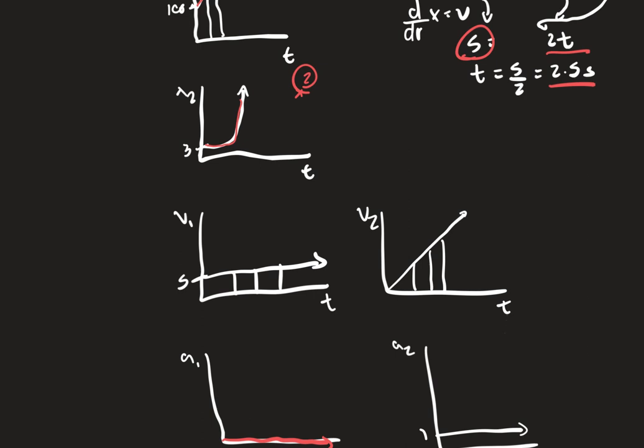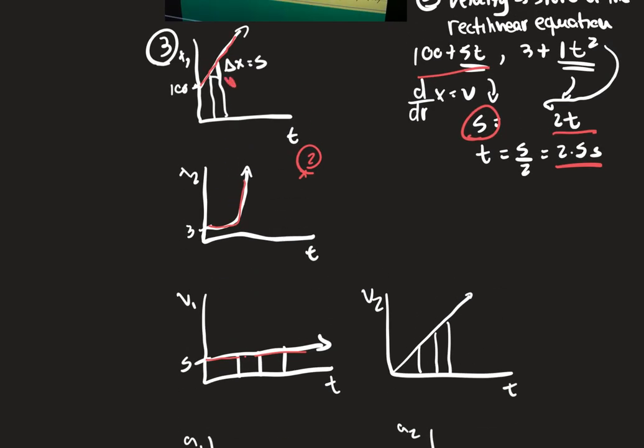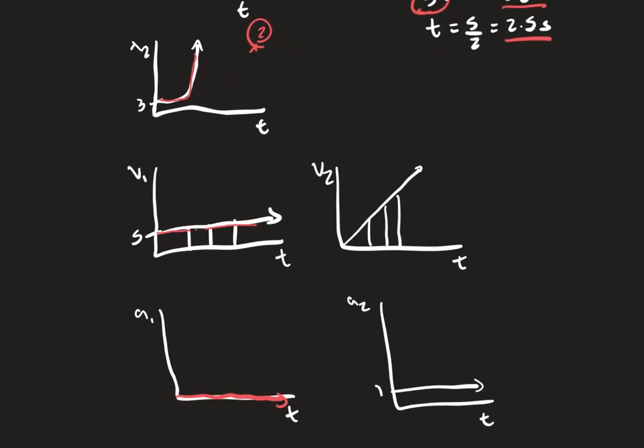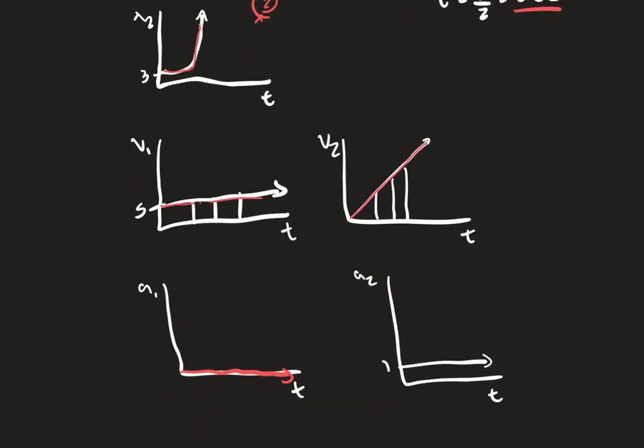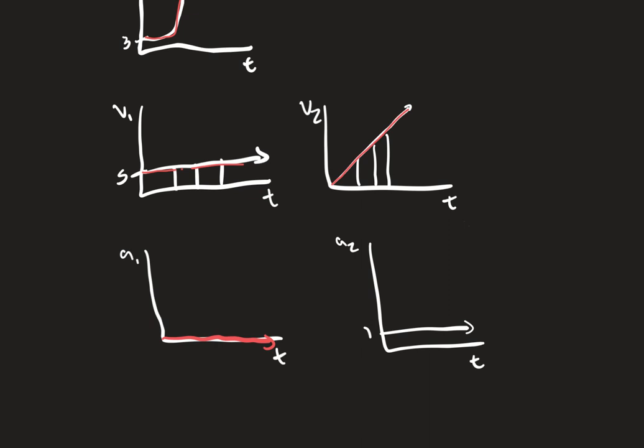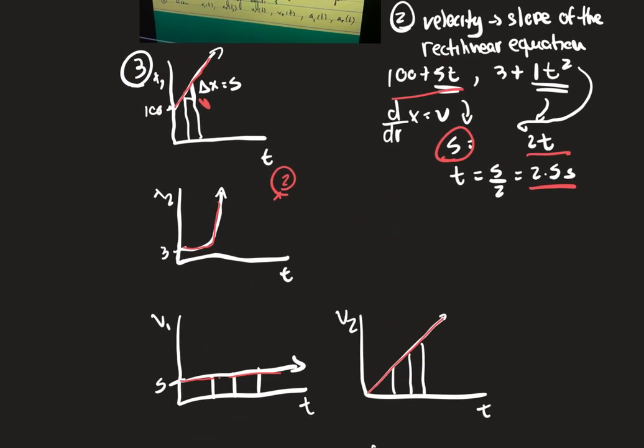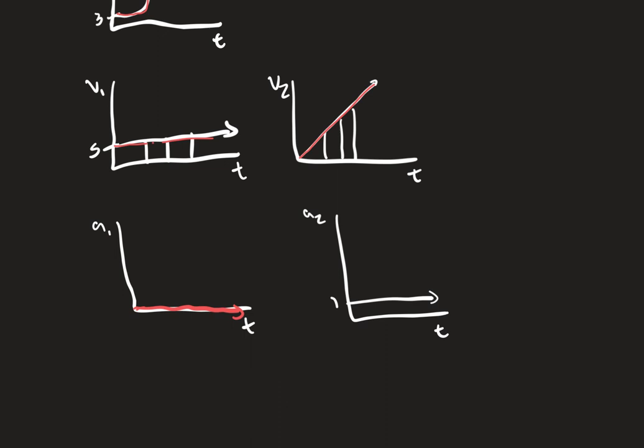The velocity is going to be constant for the first equation because it's moving at a constant rate here. For the second equation, it's going to have a rectilinear graph because it's moving at constant acceleration. And the acceleration of the first equation is going to be 0 because obviously there's no change in velocity. And the second one is going to be a positive acceleration.